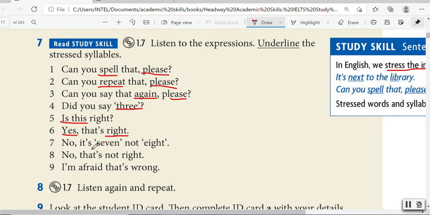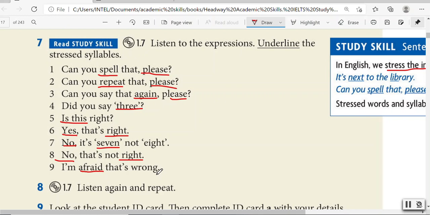It's 7. Not 8. 7, not 8. And the other one, no and right, stress it on. And the last one, I'm afraid that's wrong. Afraid and wrong, stress it on.